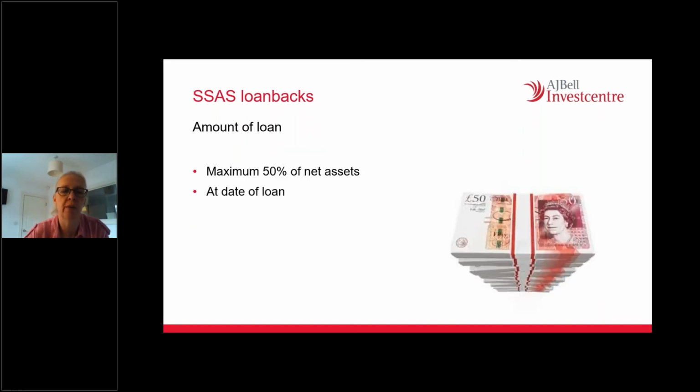The amount of loan that a SSAS can make is 50% of the net assets of the pension scheme. So if you've got a £500,000 pension scheme, you can lend £250,000 to the sponsoring employer. It's a one-off test at the date of the loan. So if you have £500,000 and make a loan of £250,000 to the sponsoring employer, and then the markets crash and your other investments in the scheme go down, it doesn't matter in the sense of the loanback. It might matter in other ways, but it's a one-off test at the date of the loan.